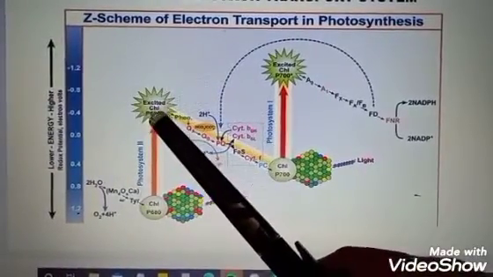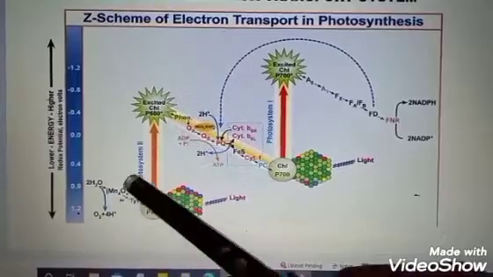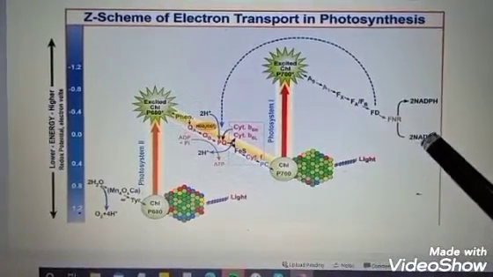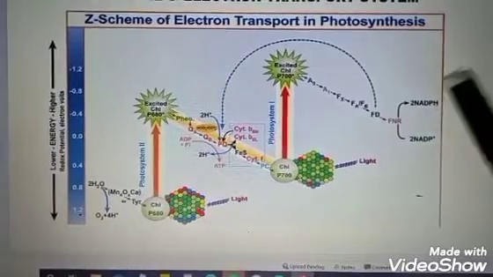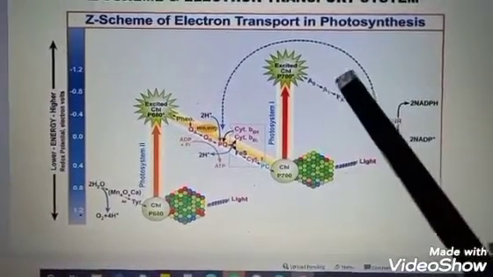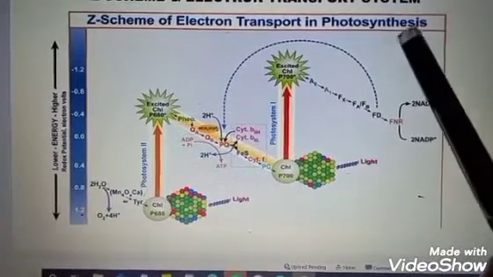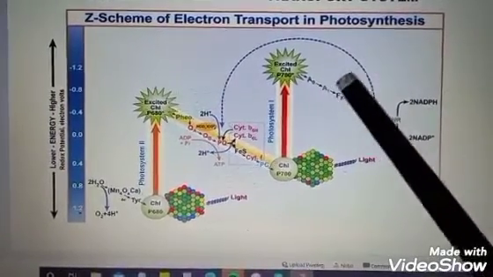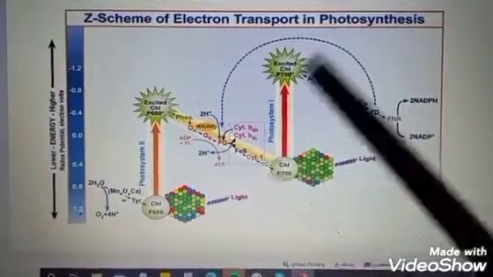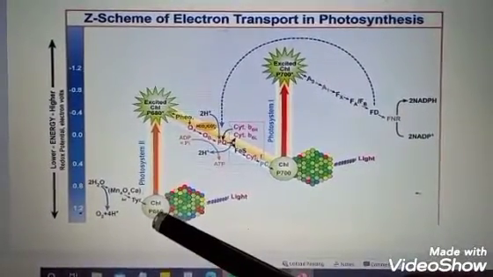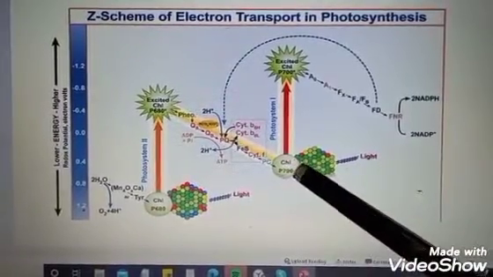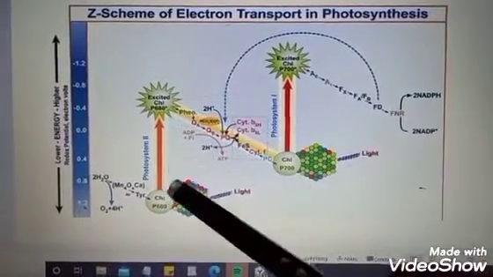When this system is inhibited, the hydrogen ion cannot move from this system to this, and lastly reach this, so this is not formed. When only P700 is operating, there is formation of only ATP molecules. And this is all about the electron transport system. And one more question: the electron always moves from P680 to P700, and never from P700 to P680.